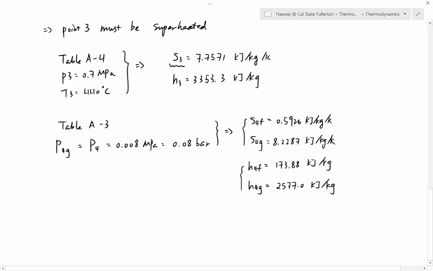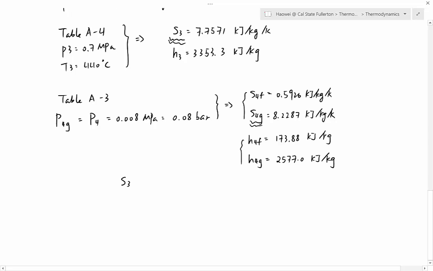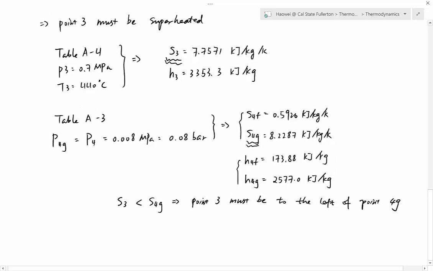So now we have S3 and S4G, which is our reference. Then we can do a comparison between those two numbers. Which one is actually bigger? S4G is bigger. S3 is less than S4G. So what is the conclusion? Point 3 must be to the left of point 4G. So now let's go back to the diagram.